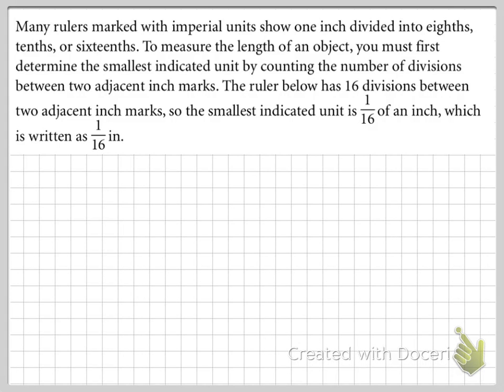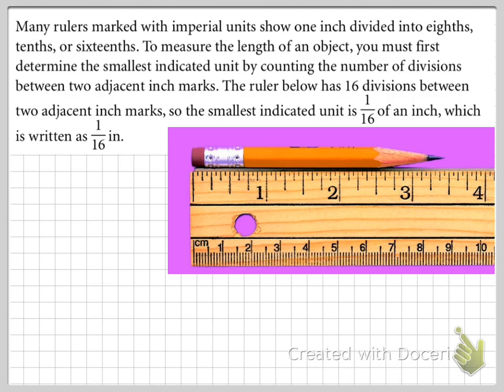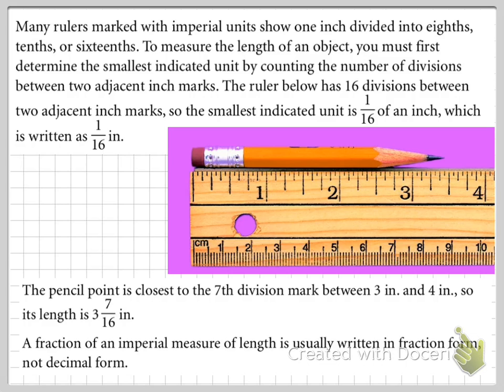Many rulers marked with imperial units show 1 inch divided into eighths, tenths, or sixteenths. To measure the length of an object, you must first determine the smallest indicated unit by counting the number of divisions between 2 adjacent inch marks. The ruler below has 16 divisions between 2 adjacent inch marks, so the smallest indicated unit is 1/16 of an inch, written as 1/16 of an inch.